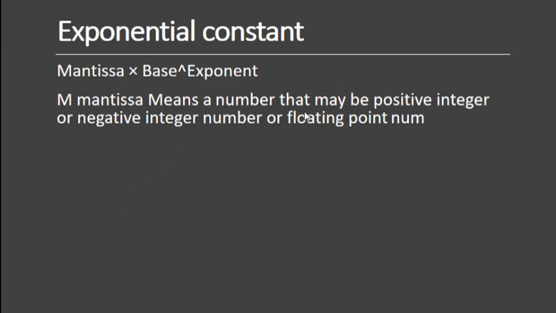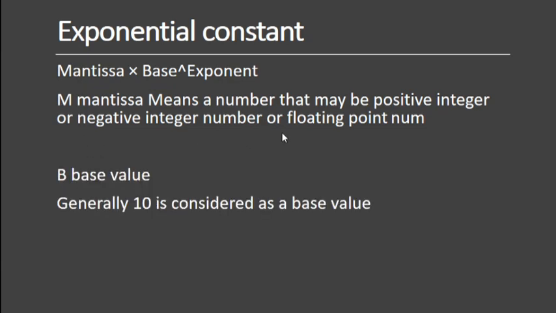M means mantissa number, and the mantissa may be positive or negative, an integer or a floating point number. B is a base value, so here B is a base value. Generally 10 is considered as the base value.